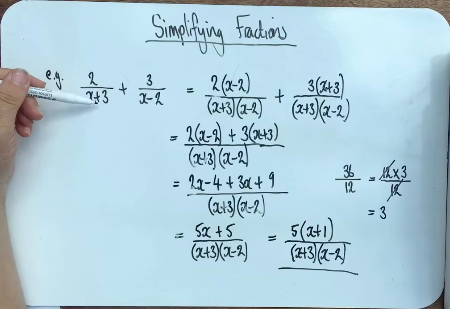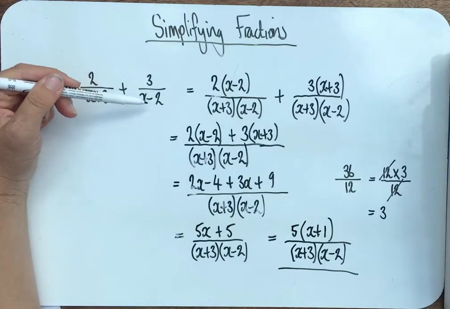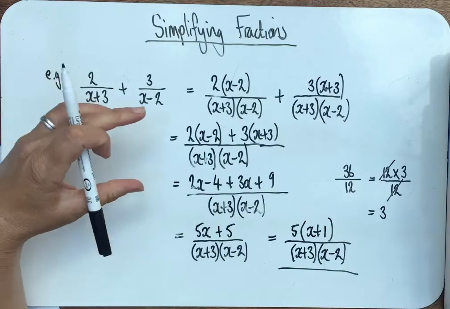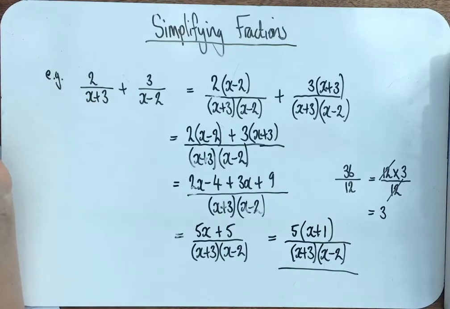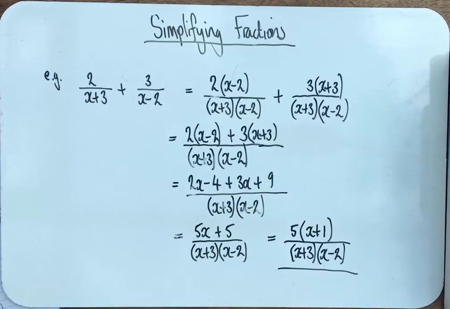So top and bottom of this one times by x minus 2, top and bottom of this one times by x plus 3. Get the denominators the same, and then you can add the tops together. Right, second one.